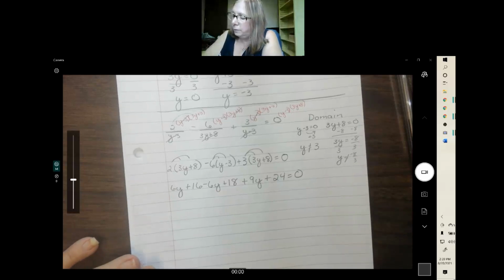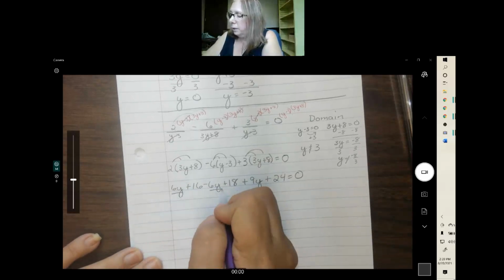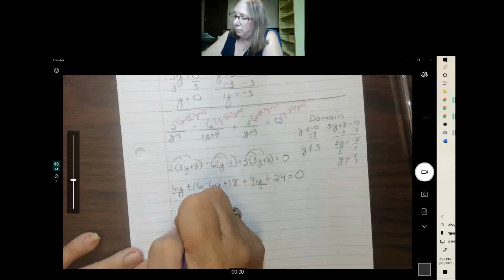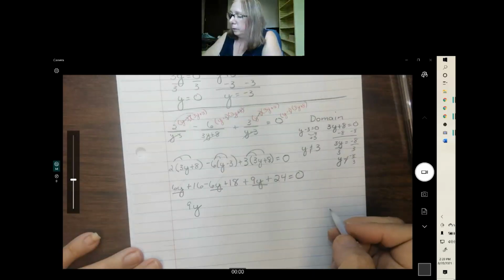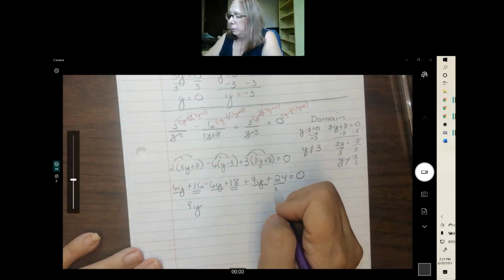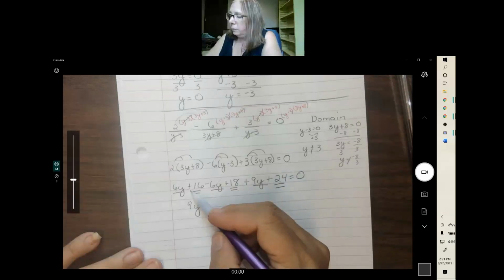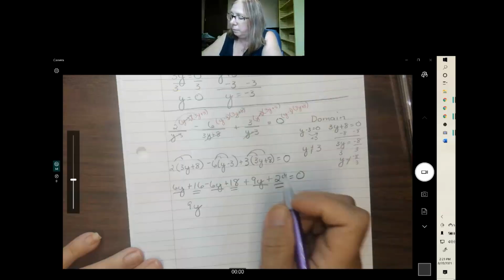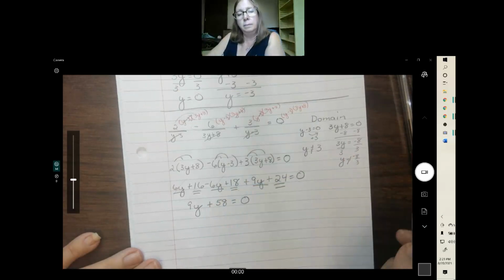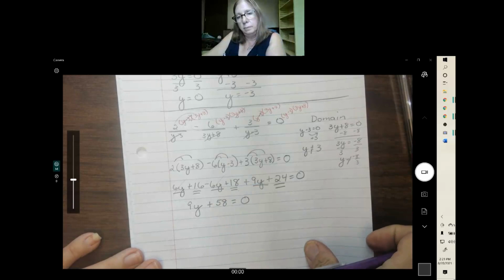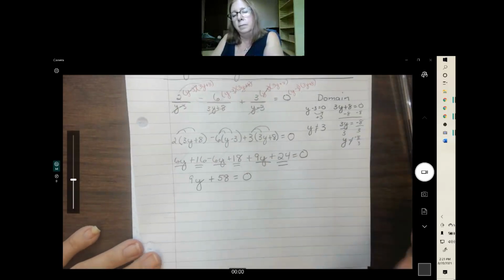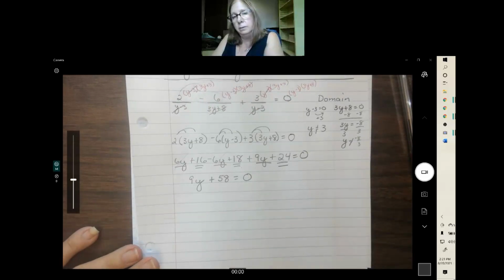Combine like terms, we have a 6y, a minus 6y, and 9y. Well, the 6 and negative 6 cancel and just leave 9y. And we have 16, 18, and 24. 20, 30, 40, 50, 58. Any questions?